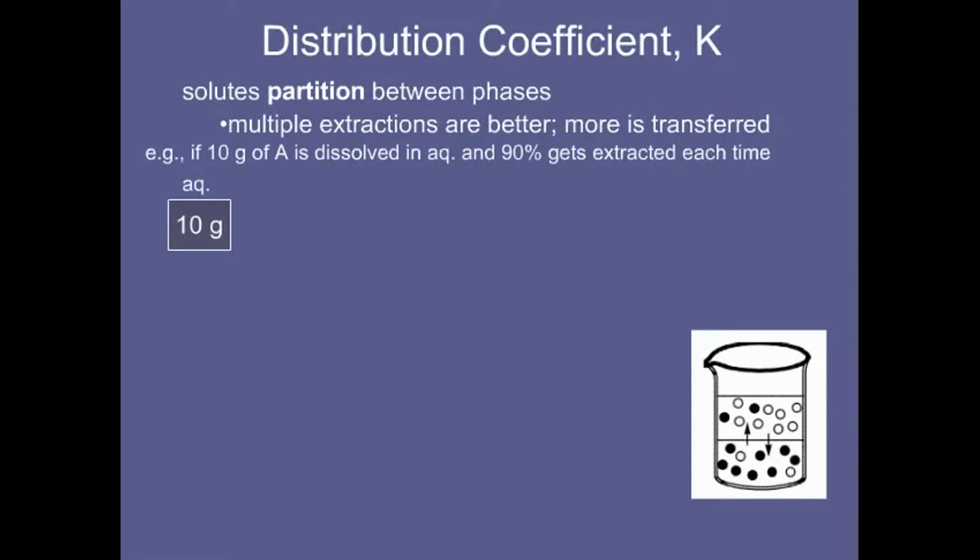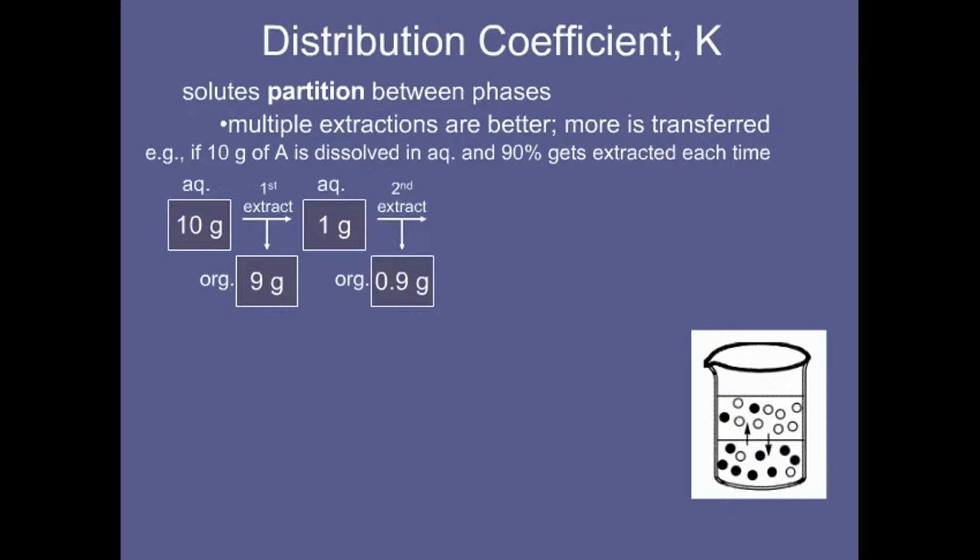90% of it gets transferred to the organic layer each time an extraction is done. After a single extraction, only 9 grams of A moves to the organic layer and 1 gram remains in the aqueous layer. If the aqueous layer was extracted a second time with a fresh portion of organic solvent, then 0.9 grams will be removed in the second extraction.